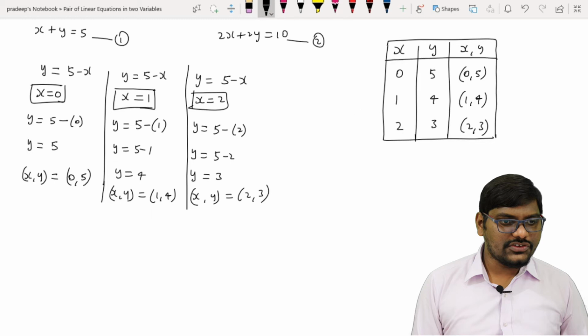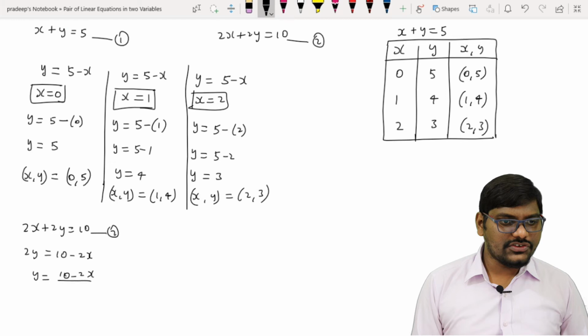Okay, so let's see the second equation also. The first equation is x plus y equal to 5. This is the equation we did. Now let's take the second equation, 2x plus 2y equal to 10. Again in the same way, I'll take y to one side and send x to the other side. So 2y equals 10 minus 2x, as I'm sending 2x to this side, it becomes minus.